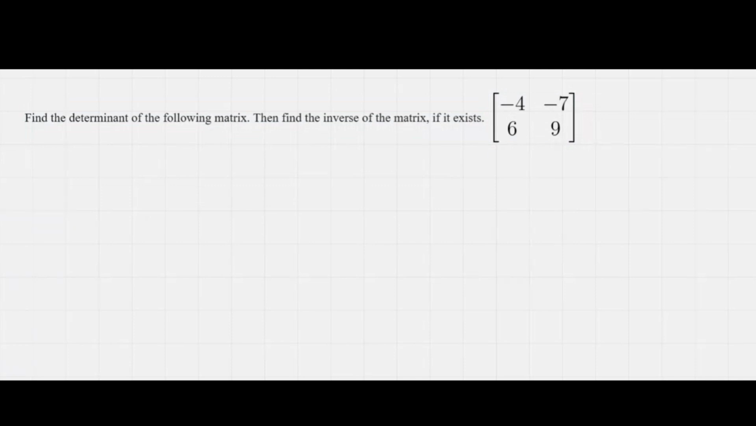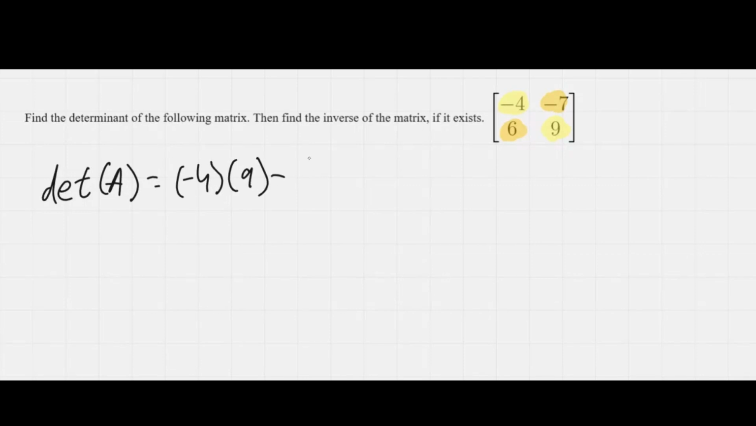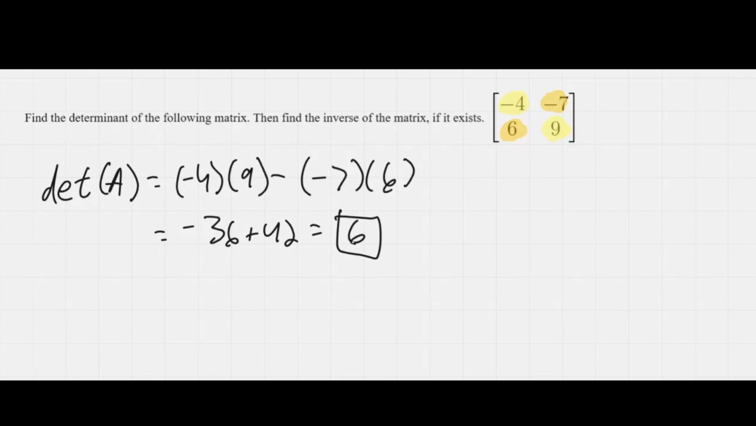So we're told that we have a -4 and 9, and we have -7 and 6. So we're going to be multiplying -4 and 9, and then we're going to be multiplying -7 and 6, and then we're going to essentially subtract this -7 times 6 from the -4 times 9, and we're going to see how that pans out momentarily. So the determinant of A, and we're going to refer to this matrix as A, is going to be equivalent to -4 times 9 minus -7 times 6. What that results in is -36 plus 42, which is 6. And so that is the determinant of the given matrix.